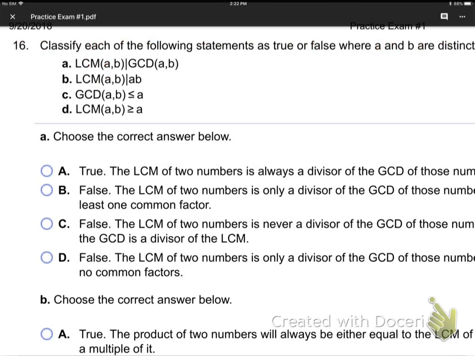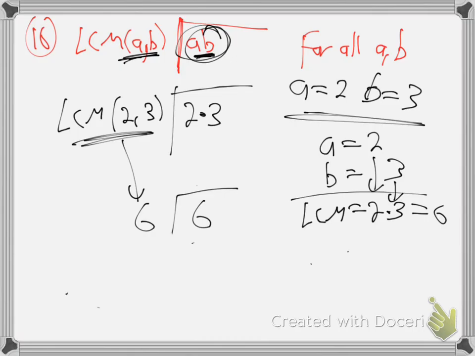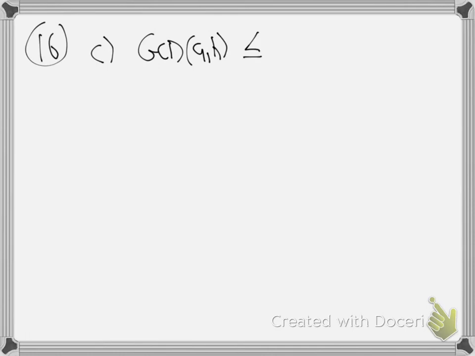Okay, so we could do C. Let's try that one. GCD is less than or equal to A. So go ahead, just pick some numbers. Pick A, pick B, and just see if it works for the numbers you pick. If it does, it probably works for all the numbers. Maybe not.